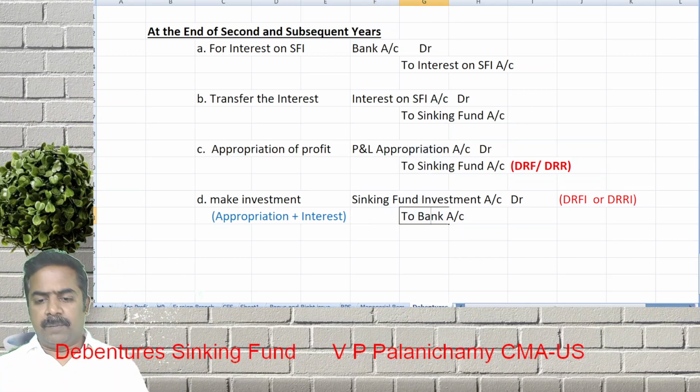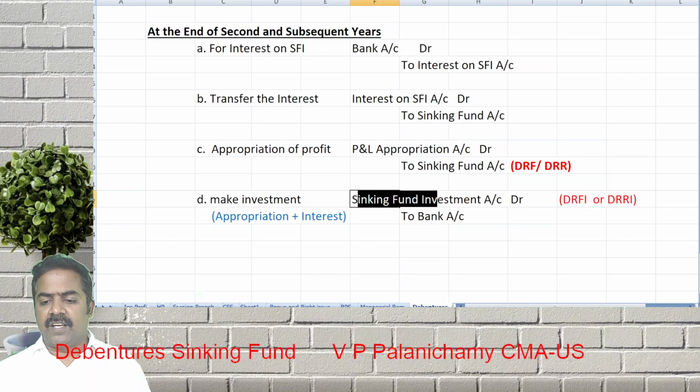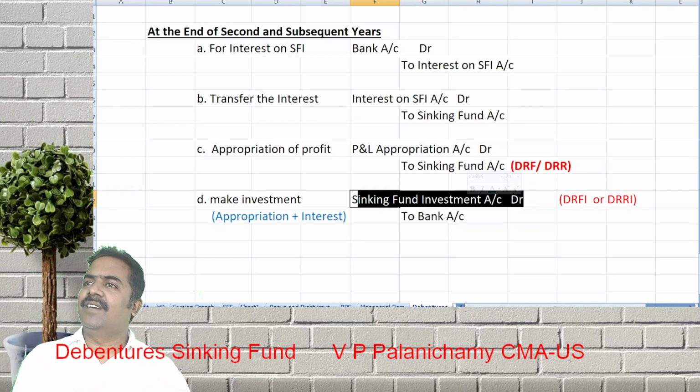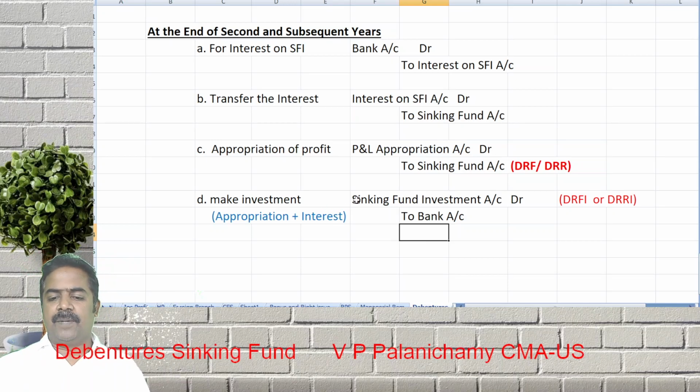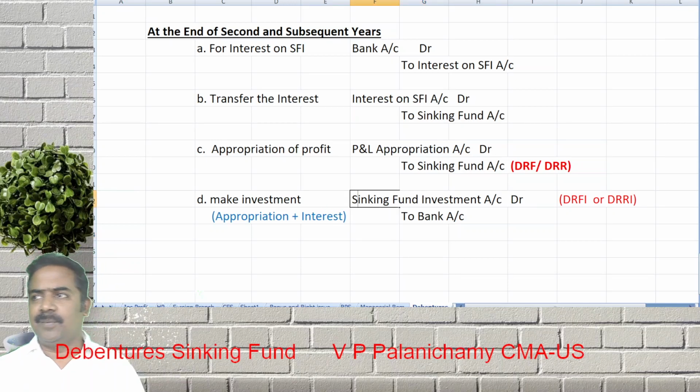Investment. Wait. The sinking fund investment can be your own debentures also. Instead of investing outside, what can you do? You can buy back your own debentures and call it the sinking fund investment. With the money available, whenever there is an opportunity, you can buy your own debentures. It's not compulsory that you must invest only in government securities. You can invest in your own debentures also.